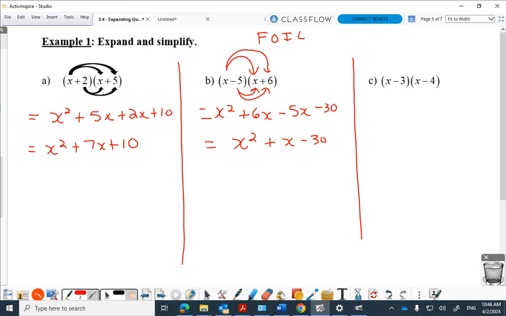This kind of algebra is sort of nice. Is there tough algebra coming? No, not too bad in grade 10. You know, nice algebra in 10. Try this one, and I'll share the answer while you're doing it, and then you can look up and see if you did it right. How'd it go? Did you get x squared minus 7x plus 12?